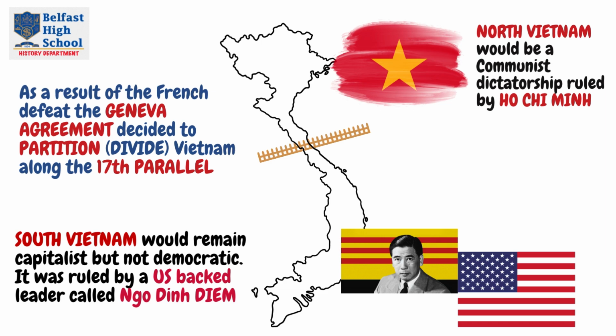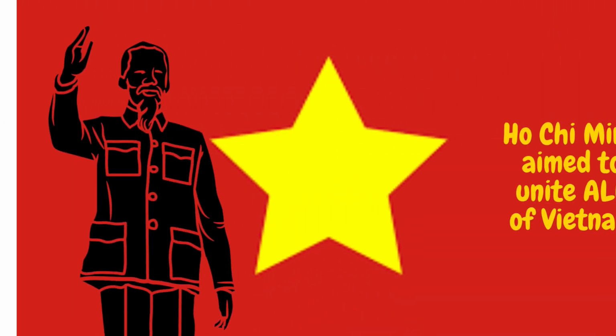In the north, it is ruled by a communist dictator. Ho Chi Minh has ruled as a dictatorship. In the south, just like South Korea, you don't have a democracy. You have a capitalist, United States-backed government led by Diem, and Diem is going to be their man in South Vietnam. So Ho Chi Minh makes no secret of the fact that he wants to unite all of Vietnam. He's not prepared to have the country permanently partitioned.